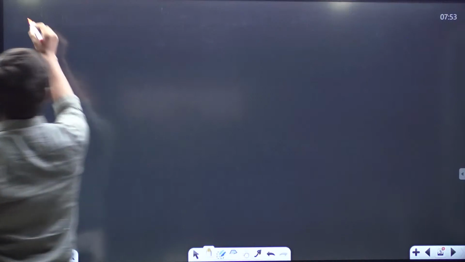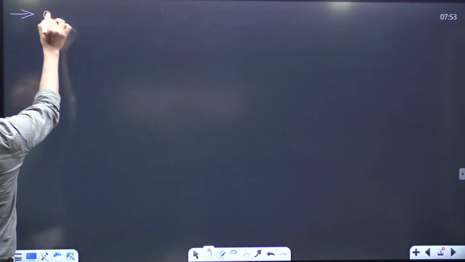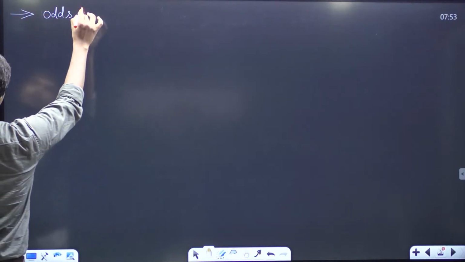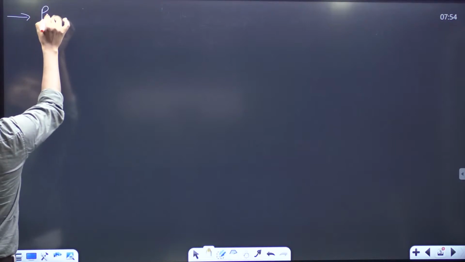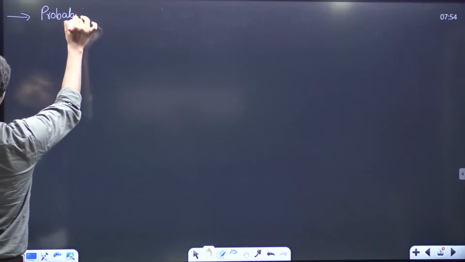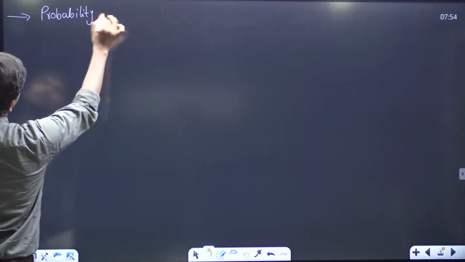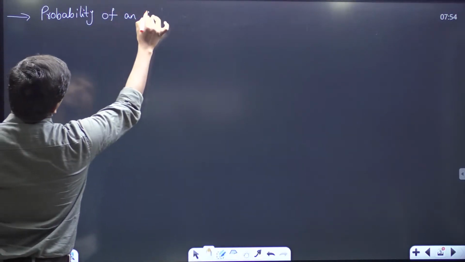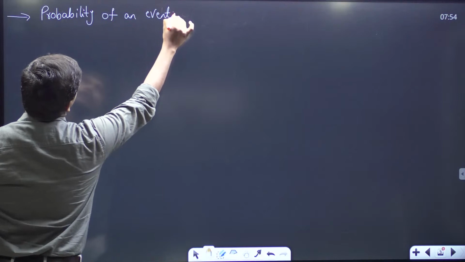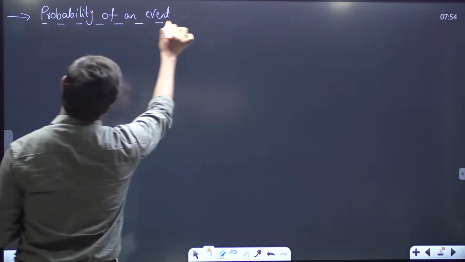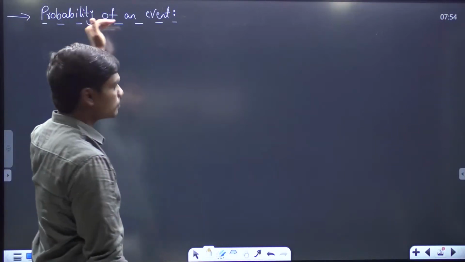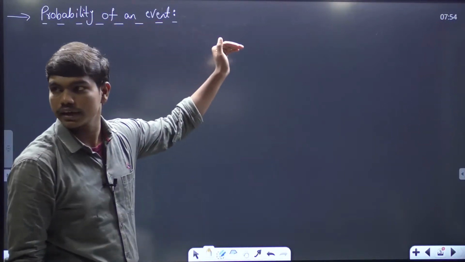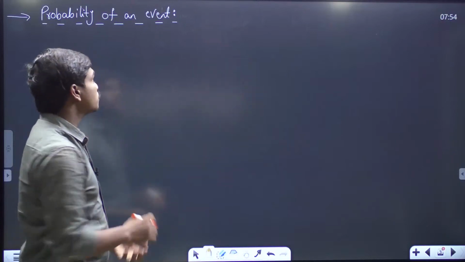Now we'll see something called odds in favor. Okay, before going for odds in favor, let me define what probability is. So now we'll go for probability of an event. Can you see the board clearly? Is some part missing? I guess no, correct? So fine. So probability of an event.